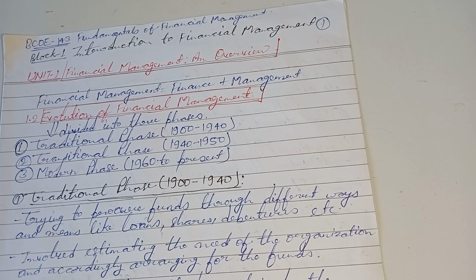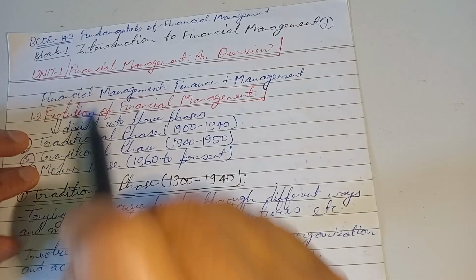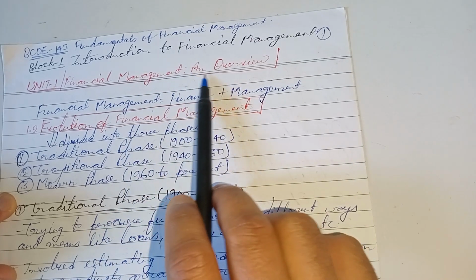Hello friends, in this session I am going to discuss the first unit of block 1 of BCOE 143, that is Fundamentals of Financial Management. Block 1 is about introduction to financial management, and inside this block we have the first unit, and the name of this unit, as you can see here on the screen, is Financial Management: An Overview.